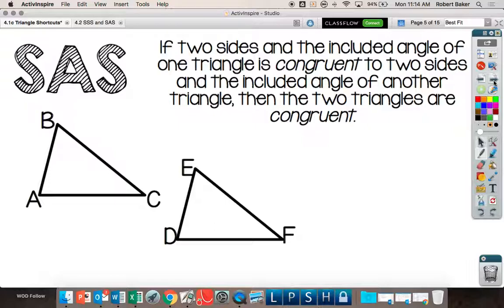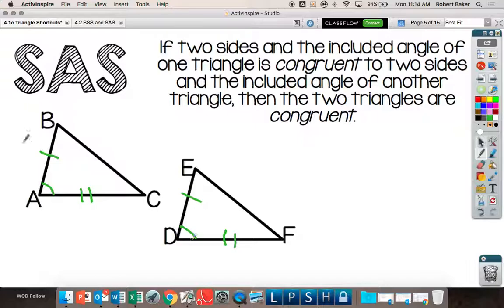So here's what it looks like. If I pick this side is congruent to this side, and I pick this side is congruent to this side, I have to have an angle included between those two sides. And there is only one angle that can be included.